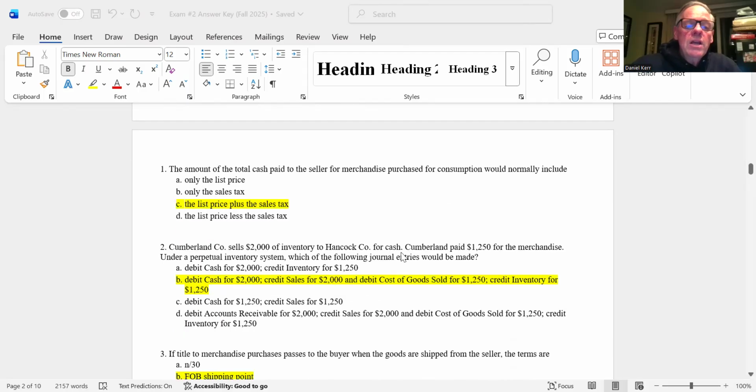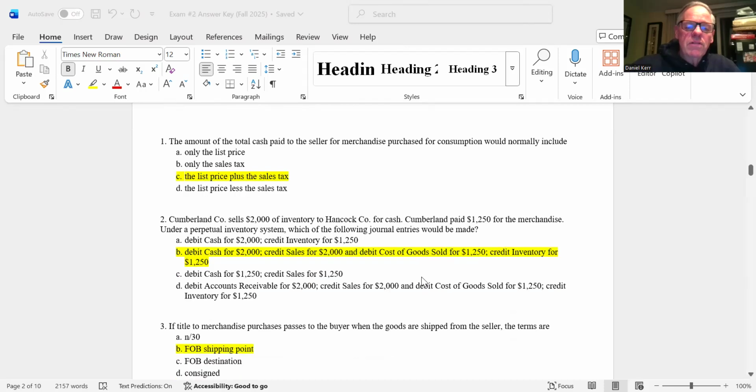Number 2. Cumberland sells $2,000 worth of inventory, and they paid $12.50 for the merchandise. Under the perpetual system, which of the following journal entries would be made? Whenever under the perpetual system you record the sale, you also have to record the cost of the sale. So there are 2 entries here. It'd be a debit to cash for $2,000, credit to sales for $2,000. And then you would also have to recognize, since it's the perpetual system, the cost of goods sold based on the cost of the item. So that'd be a debit to cost of goods sold, $12.50, and a credit to inventory for $12.50.